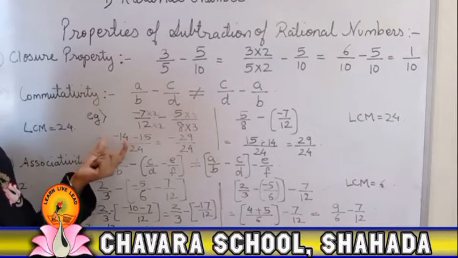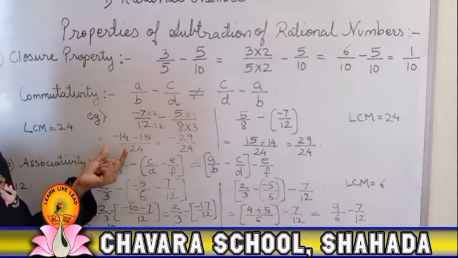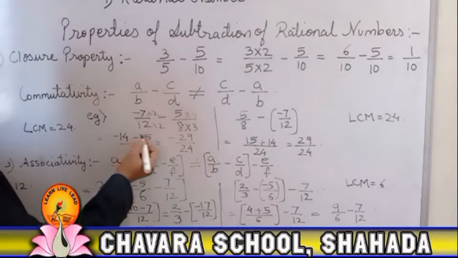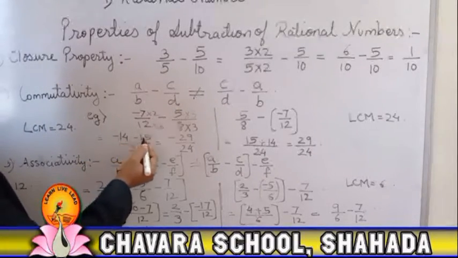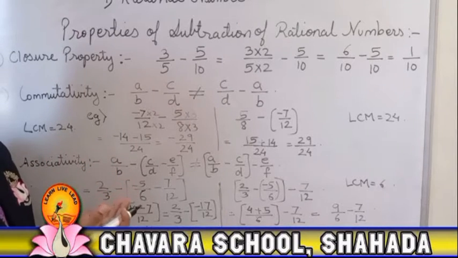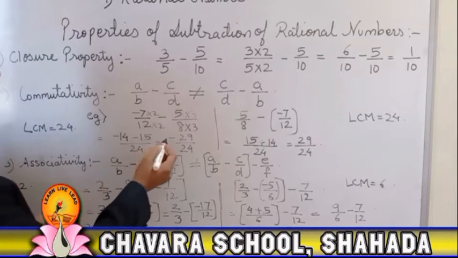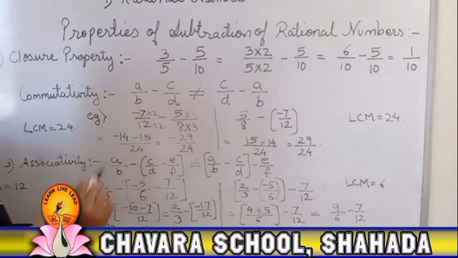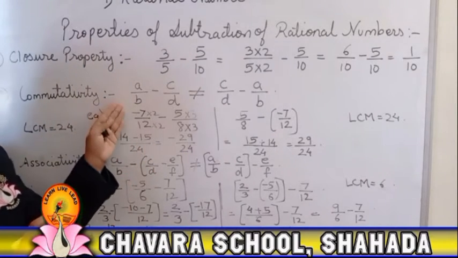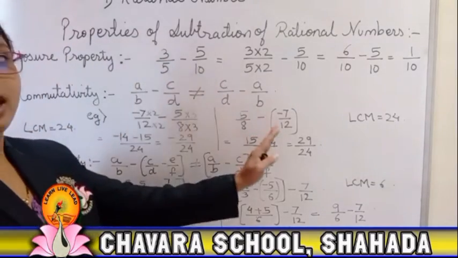We have to consider the signs, so you have to concentrate more. Now you can do the addition of both. Negative 14, negative 15. We will do the operation as addition, but the sign will be that of the greater number. Negative 29 upon 24. This is our answer for the LHS. Now go for the RHS.